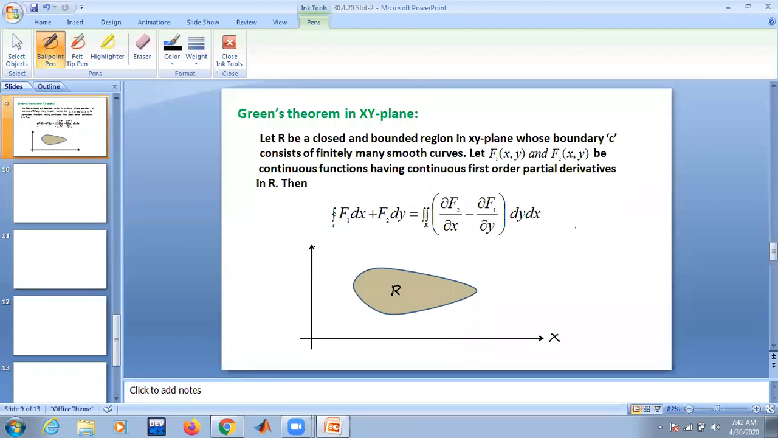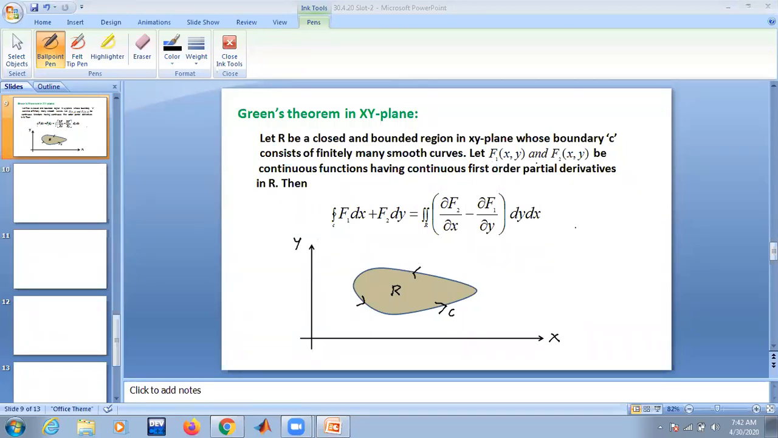Bounded by a curve C. So this boundary, the blue one, is the boundary of this closed and bounded region. So I'm giving orientation to this boundary C, consisting of finitely many smooth curves. It can consist of one smooth curve, it can consist of several smooth curves.